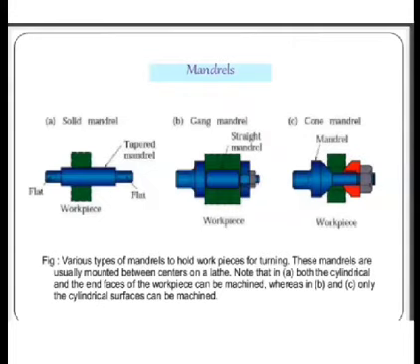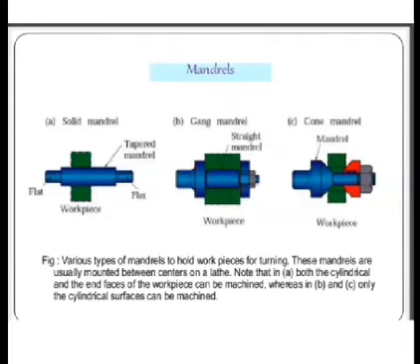The solid mandrel consists of steps of different diameters to drive different workpieces with different sizes of holes without replacing the mandrel each time. These are useful for turning collars, washers and odd-sized jobs. Next one is the gang mandrel.